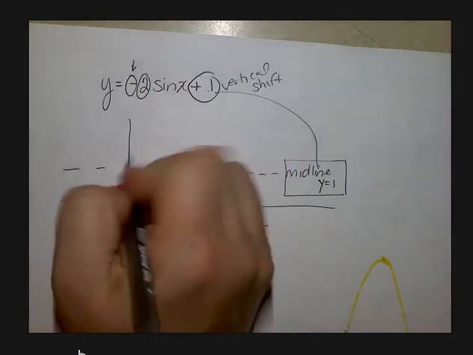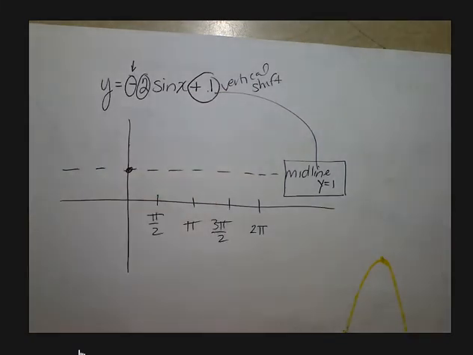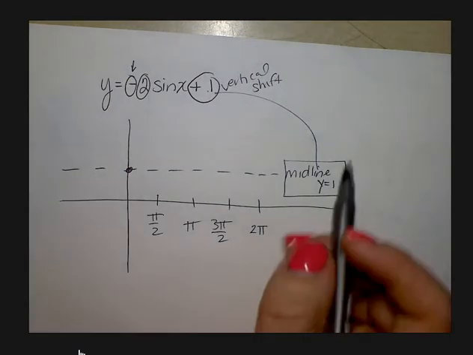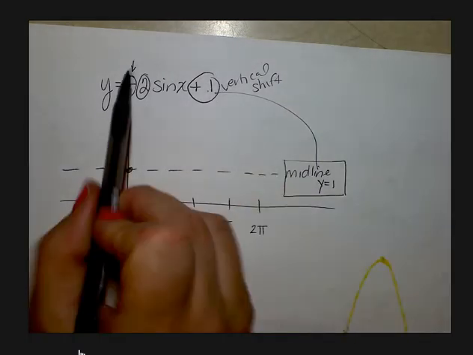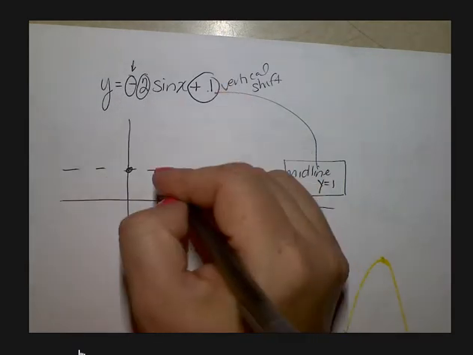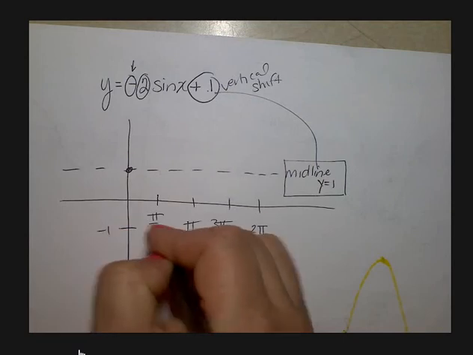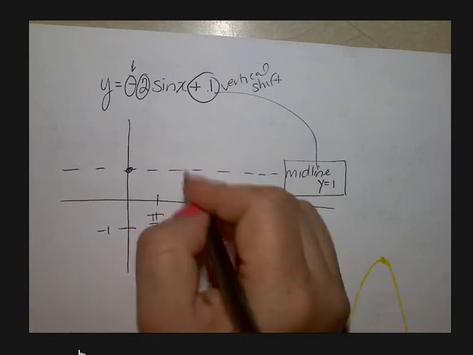Remember, this is like my new x-axis, so put a little dot here. Please go to pi over 2. What is the value of the sine? 1, right? Well, 1 times negative 2 is negative 2. So I'm going to go down 2. There's 1 and 2. And this causes that reflection. It's going backwards.